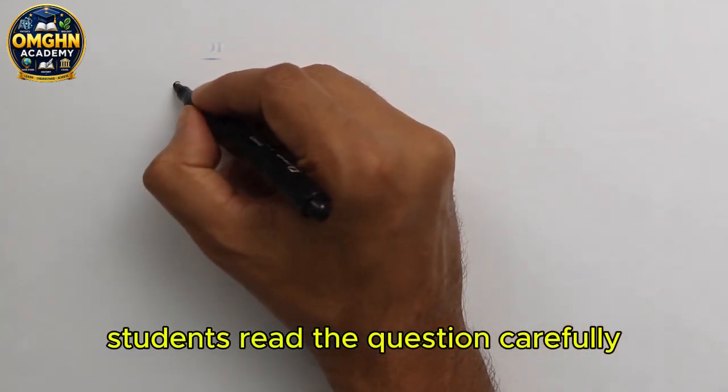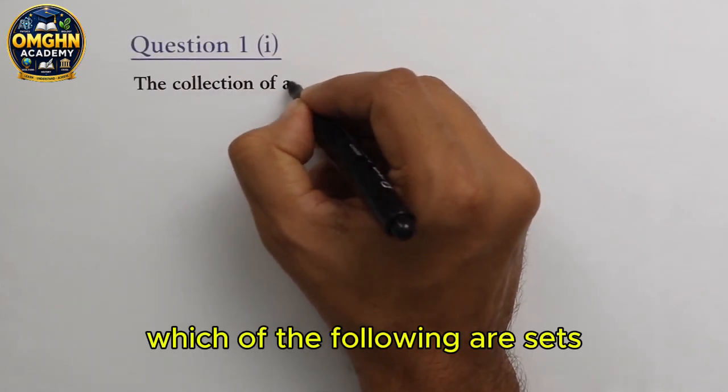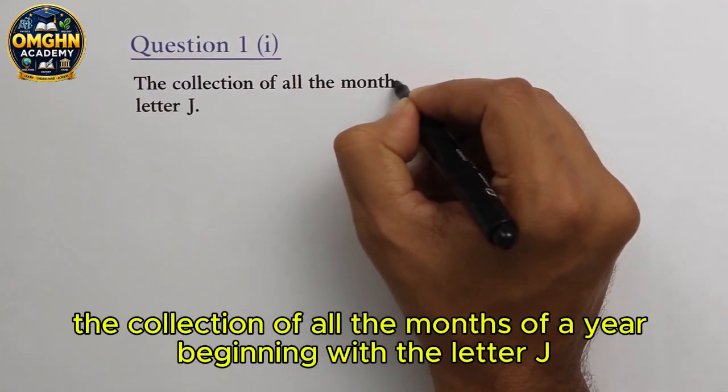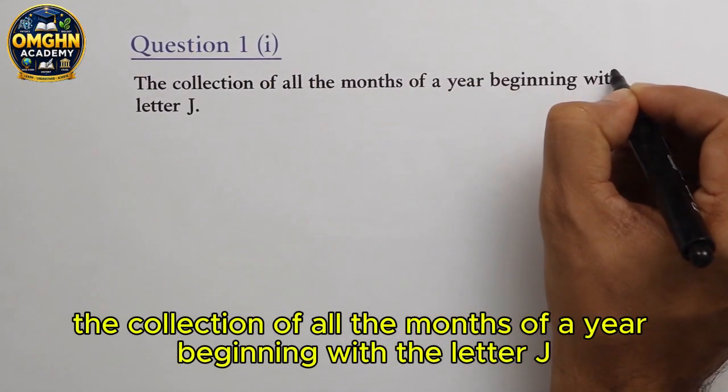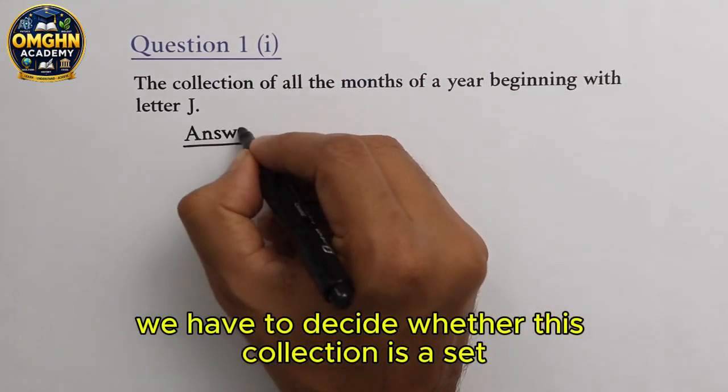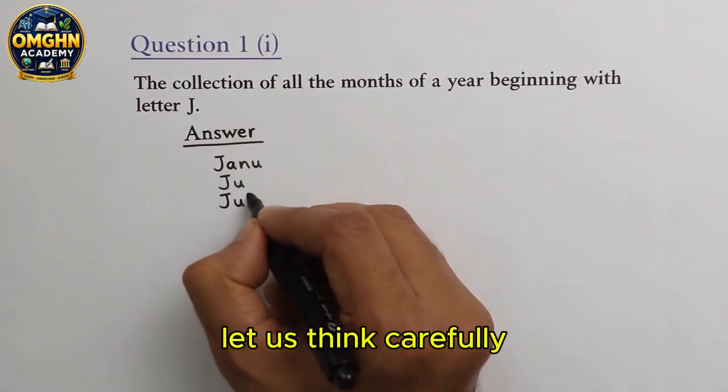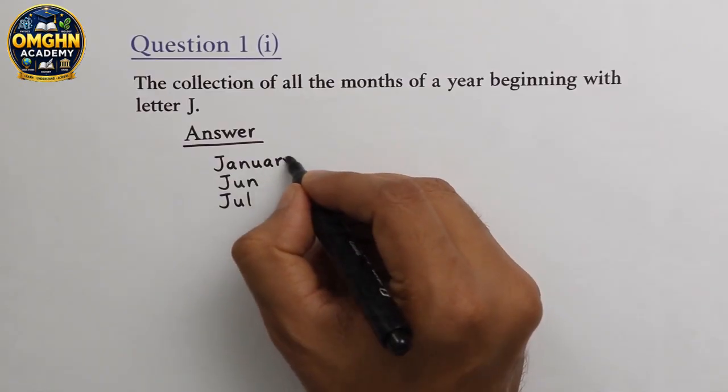Students, read the question carefully. Which of the following are sets? The collection of all the months of a year beginning with the letter J. We have to decide whether this collection is a set. Let us think carefully.